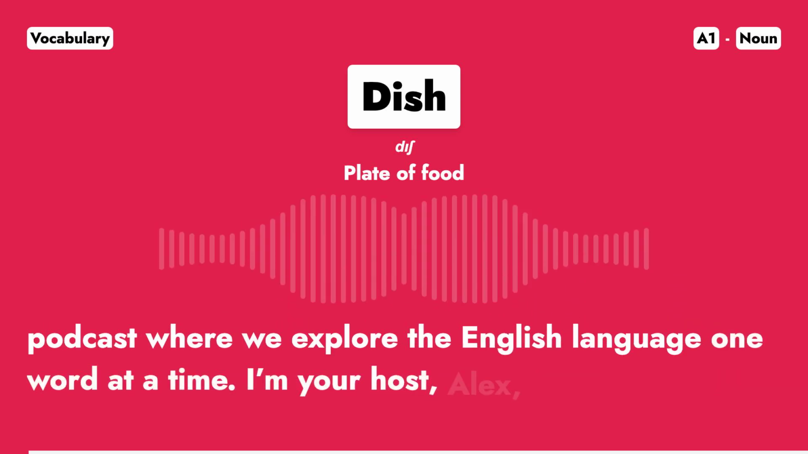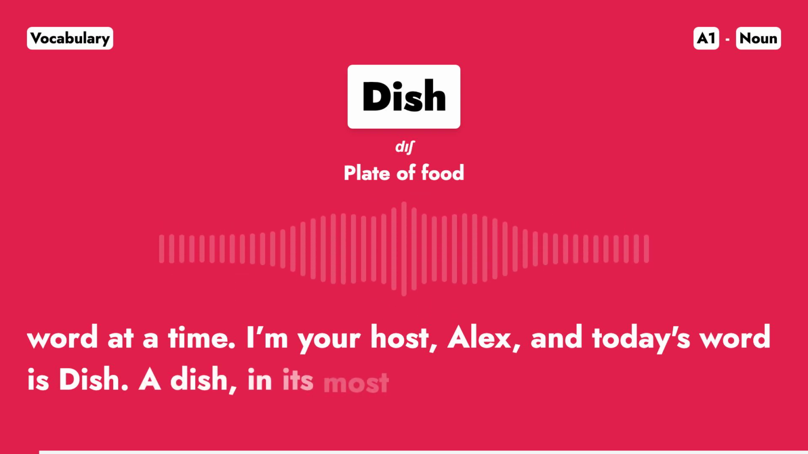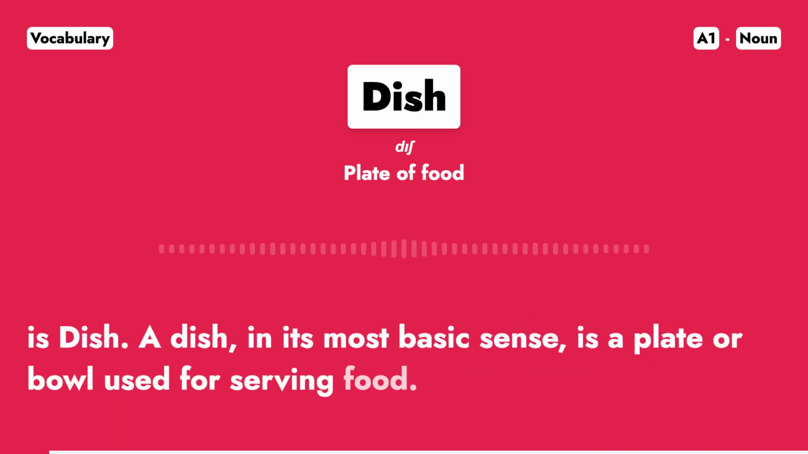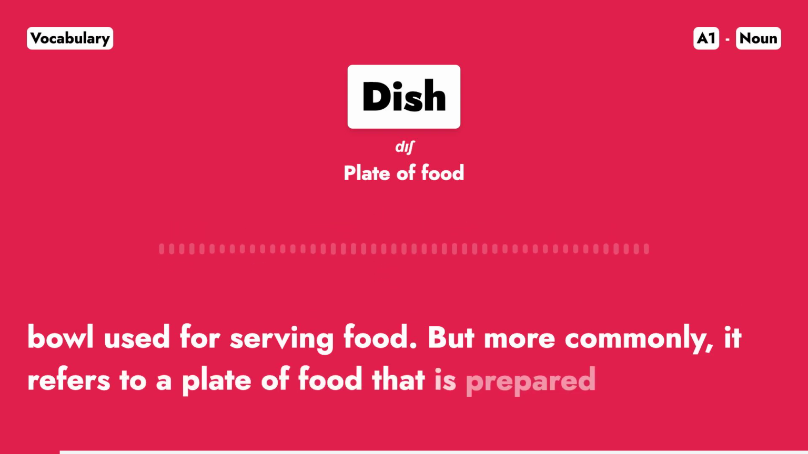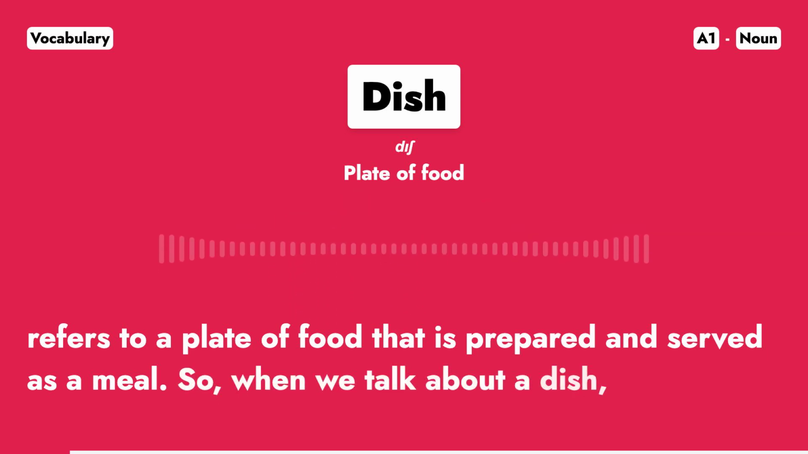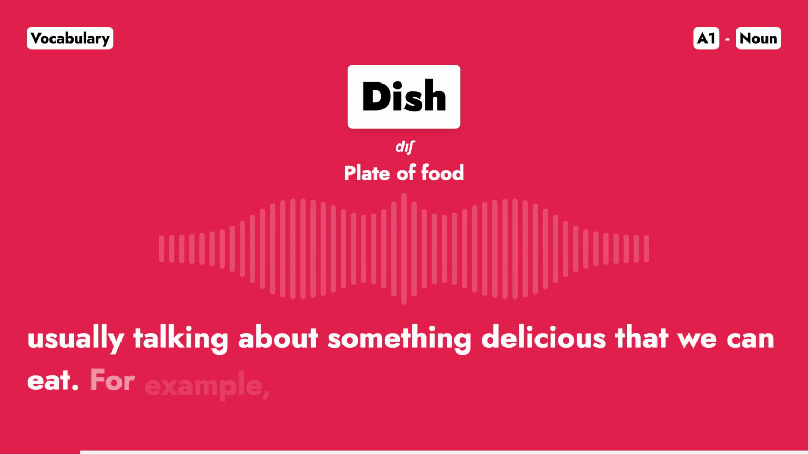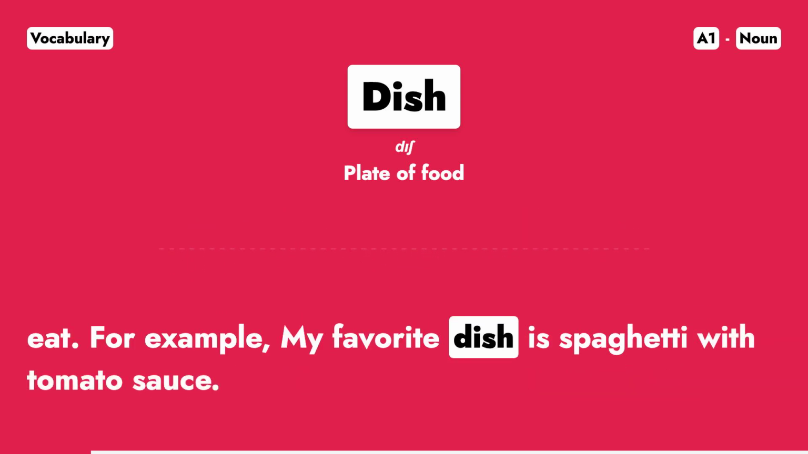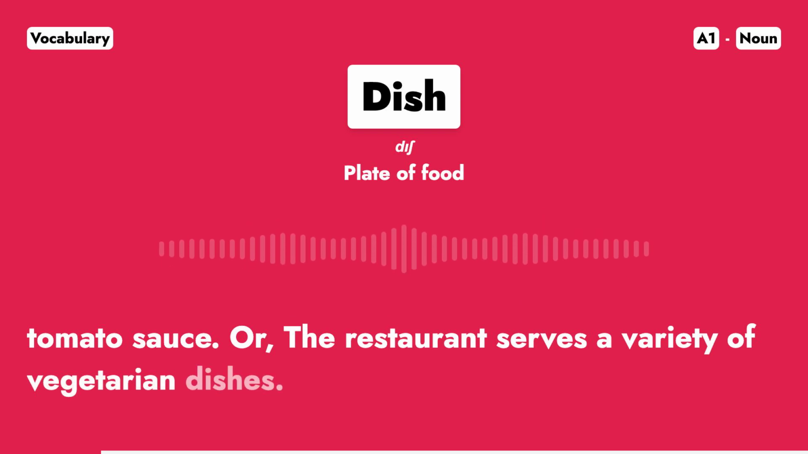I'm your host, Alex, and today's word is dish. A dish, in its most basic sense, is a plate or bowl used for serving food. But more commonly, it refers to a plate of food that is prepared and served as a meal. So, when we talk about a dish, we're usually talking about something delicious that we can eat. For example, my favorite dish is spaghetti with tomato sauce. Or, the restaurant serves a variety of vegetarian dishes.